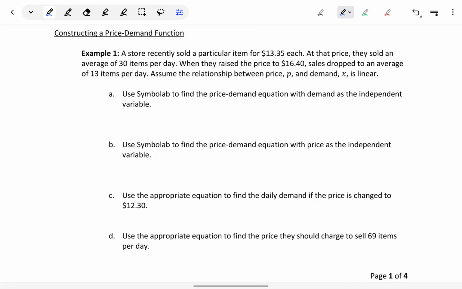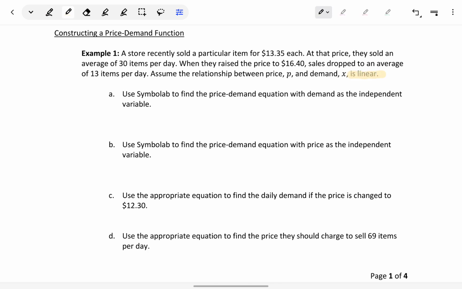In example 1, we want to construct a price-demand function given two XY coordinate pairs. We're told that a store recently sold a particular item for $13.35. At that price, they sold an average of 30 items per day. When they raised the price to $16.40, sales dropped to an average of 13 items per day. Assume the relationship between price P and demand X is linear.